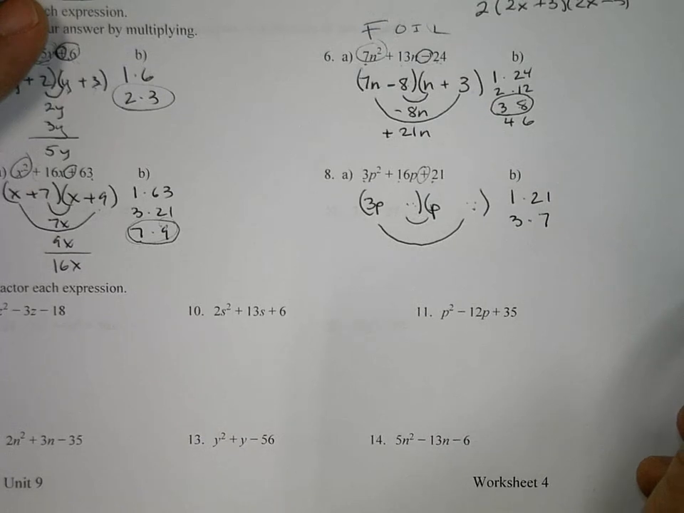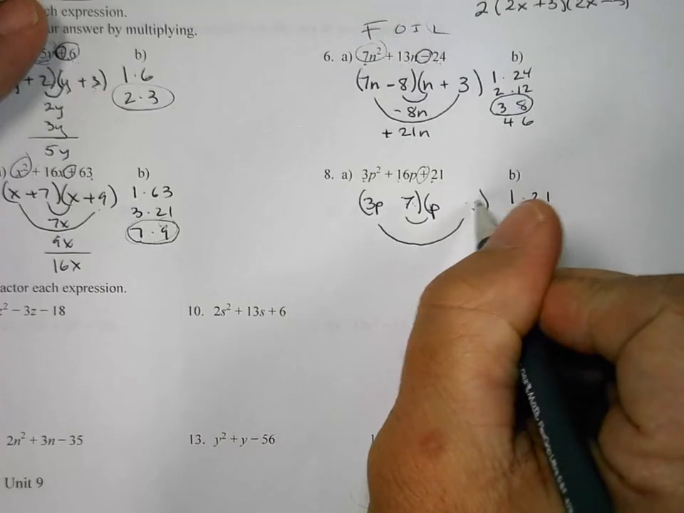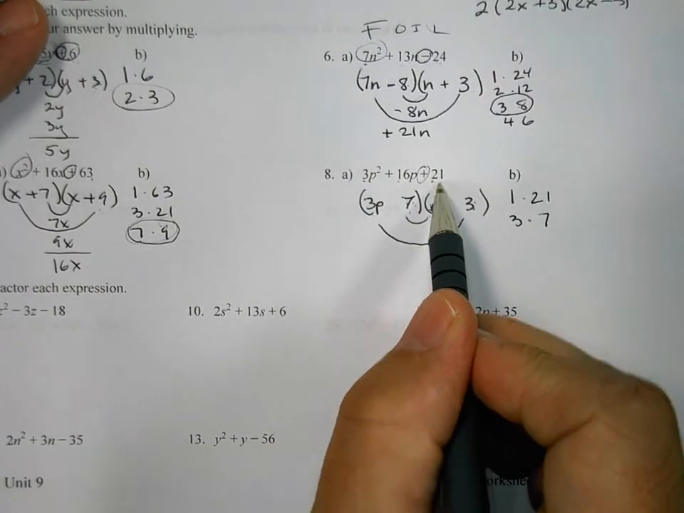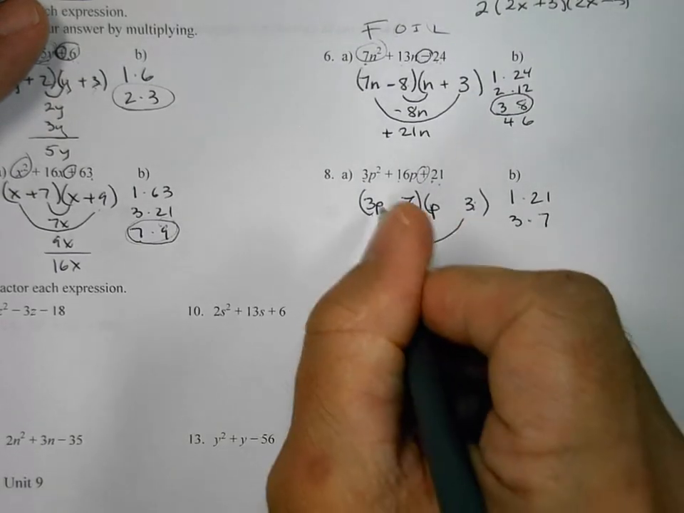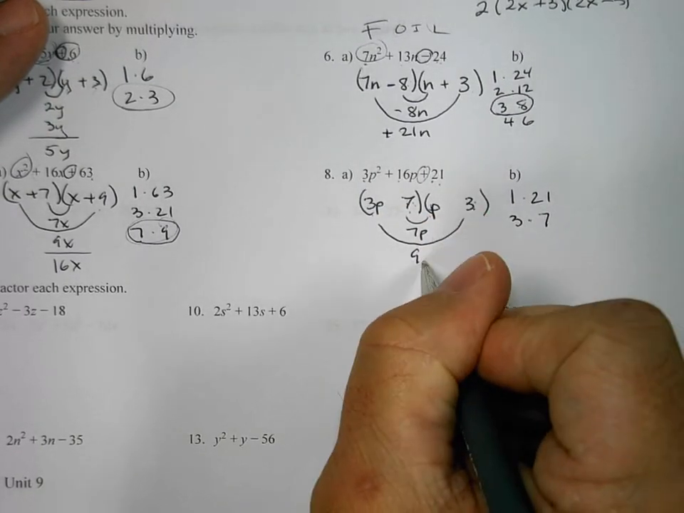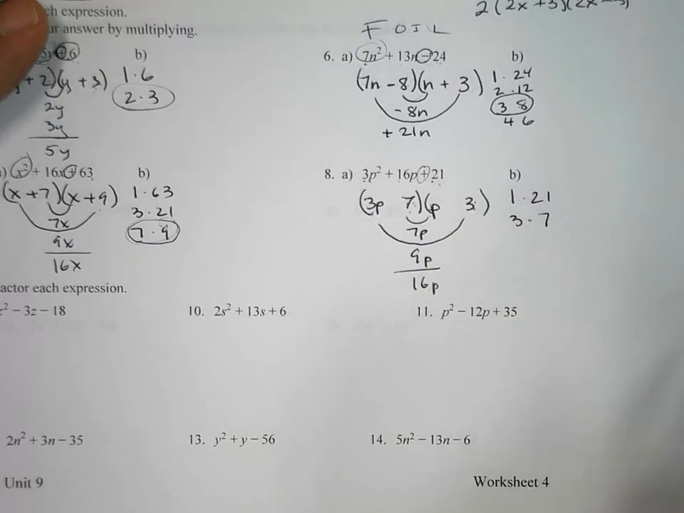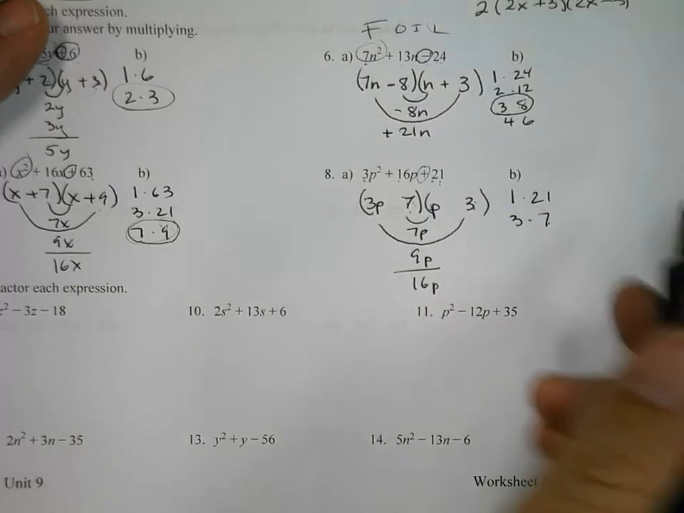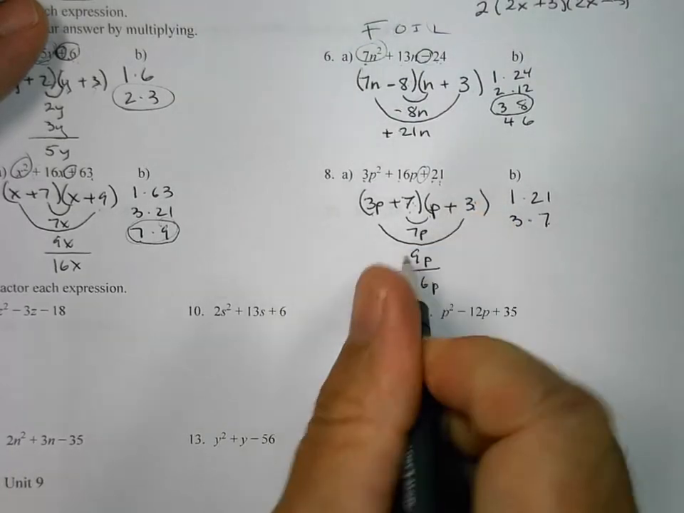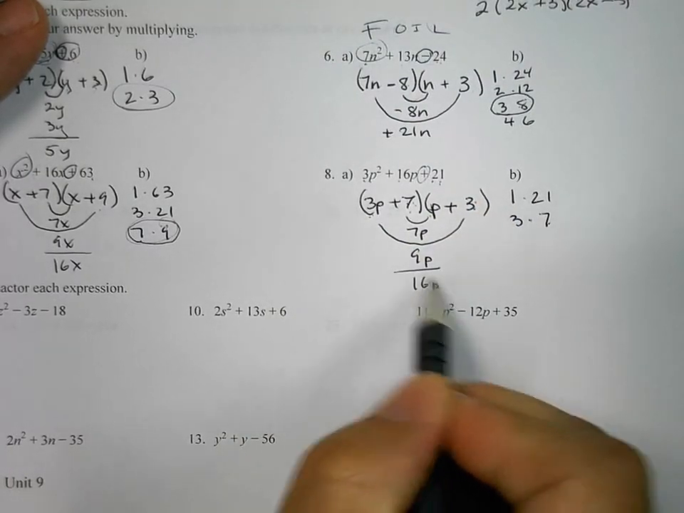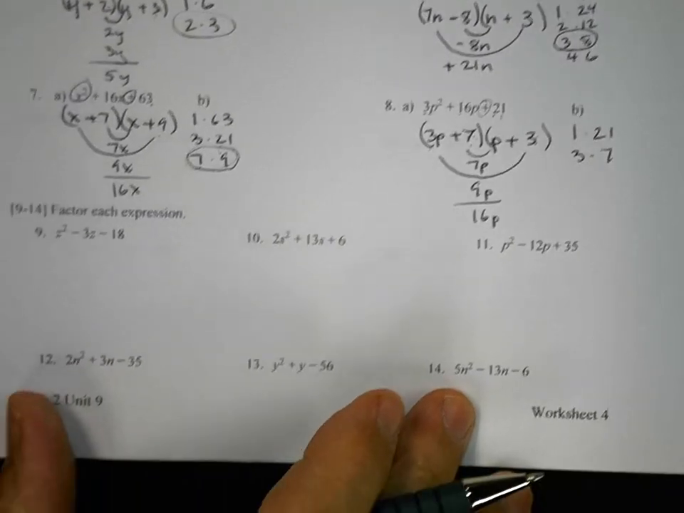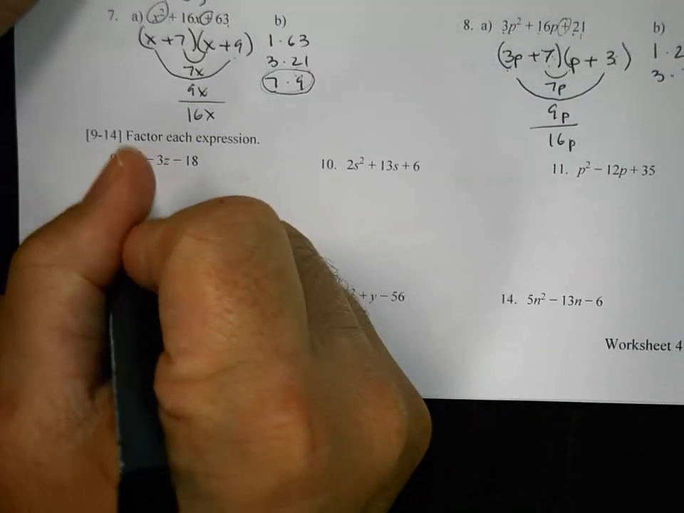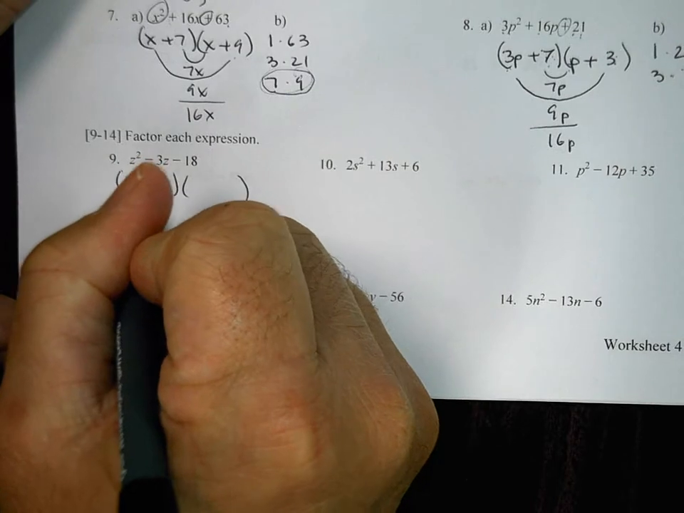Well, what I'm hoping is going to work is if I put 7 here and 3 here. 3p times p is 3p squared. 7 times 3 is 21. 7 times p is 7p. And 3p times 3 is 9p, and together that equals 16p. So you can see the 3 and the 7 multiply together to give me 21, but the combination of 3 and 7 with this 3p and p equals 16p. Guess and check.